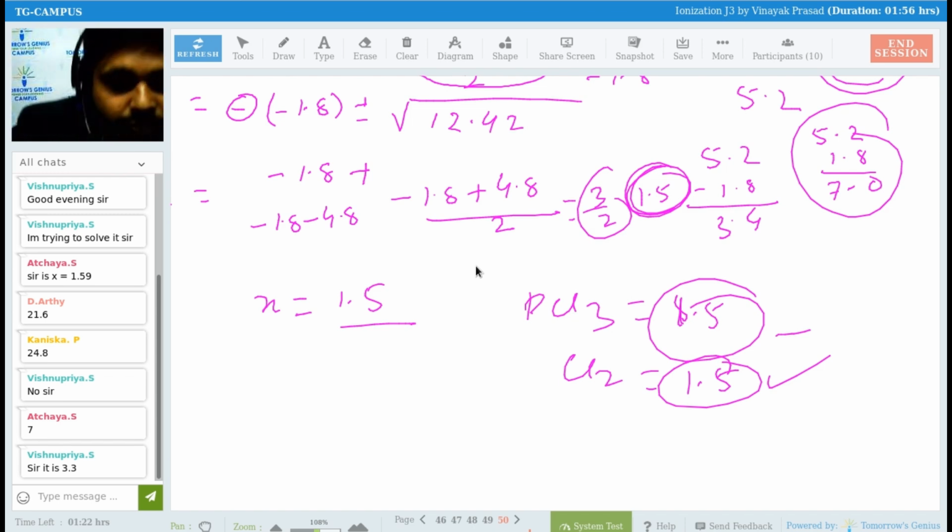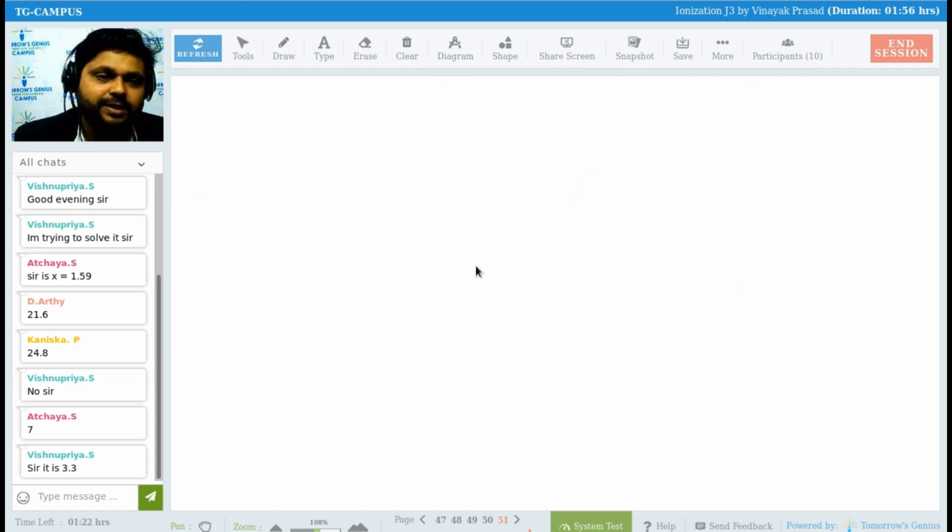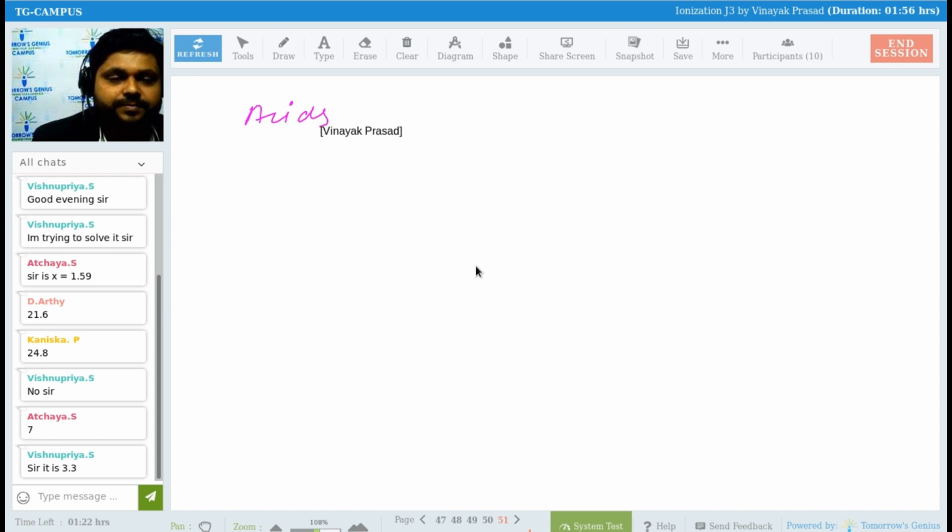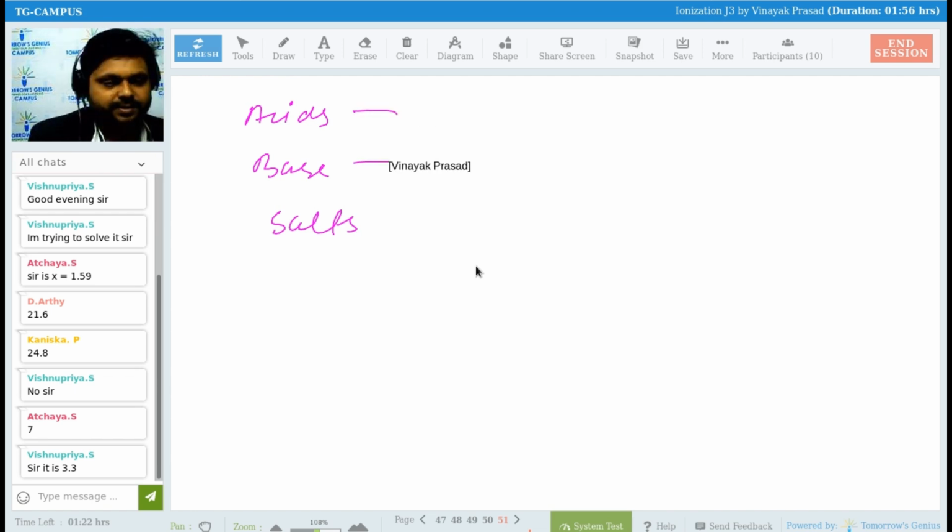First of all, what do you say, guys? Has anyone seen acids in their school, lab, or anywhere? What can we say about the acids, what can we say about the bases, and what can we say about the salts? Can anyone tell me? What are acids? What are bases? What are salts? Acids, bases, and salts. Any idea about acids?